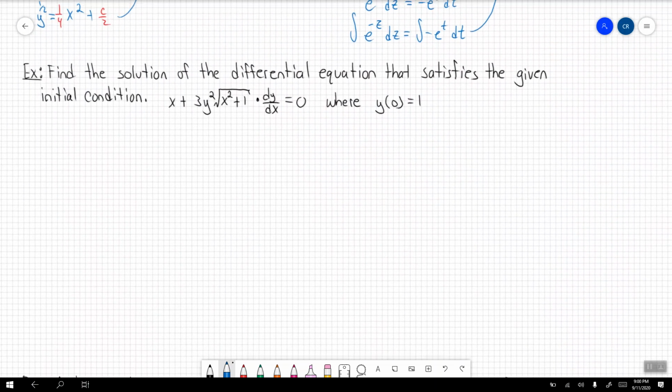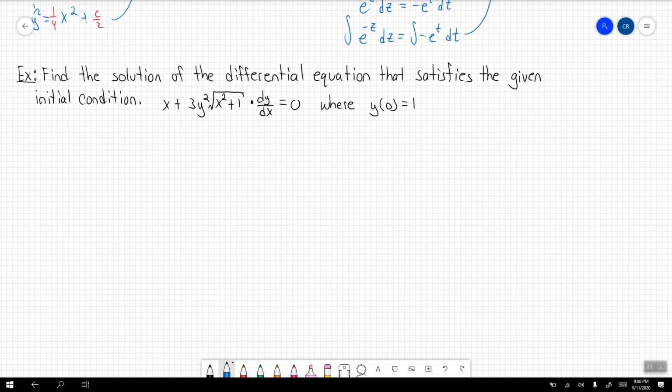So what I want you to do now is take some time and read this prompt for this question. And the prompt says that we need to find the solution of the differential equation that satisfies the given initial condition. So the given initial condition here is that y of 0 is going to be equal to 1.